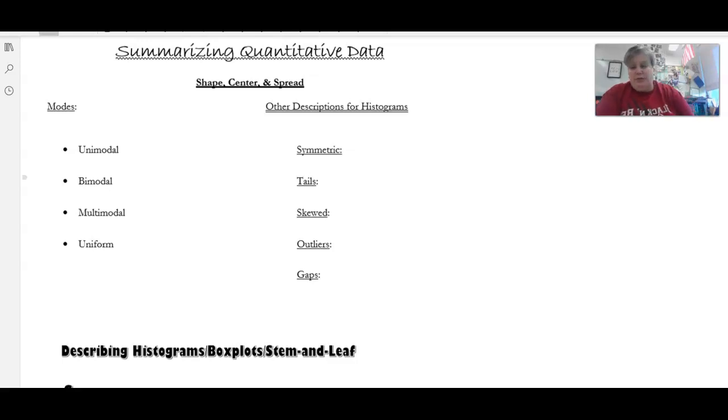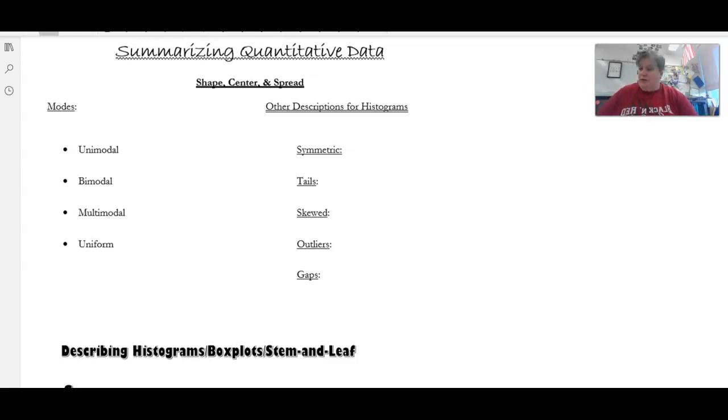Okay, so we're back at chapter 3, and we're talking about quantitative data. We've learned how to create displays that are histogram, stem and leaf, box plots, and dot plots. Now what we're going to do is learn how we describe them or summarize them.